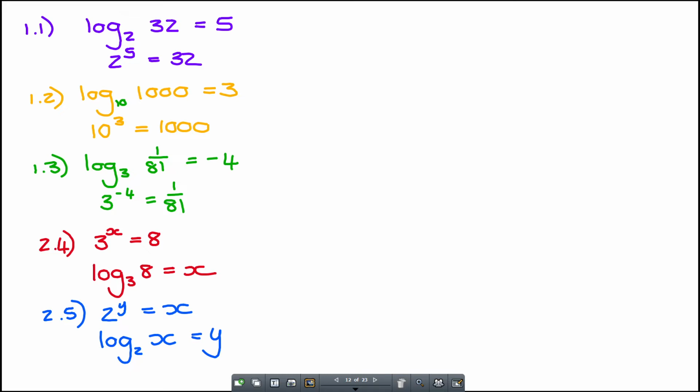Now, at 1.1, they just said write it in exponential form. So you didn't have to solve x.